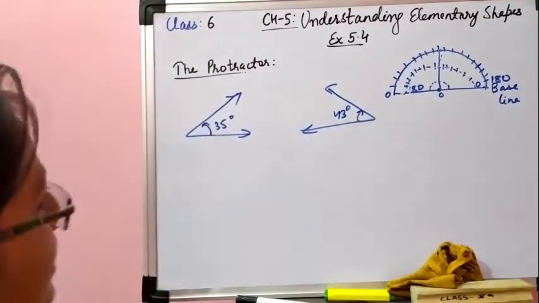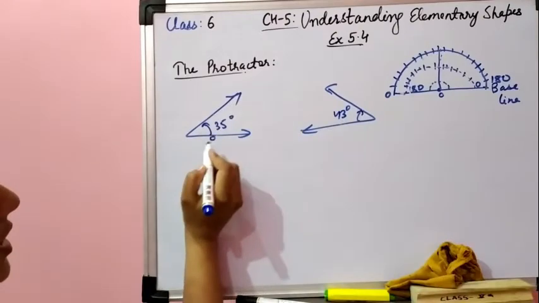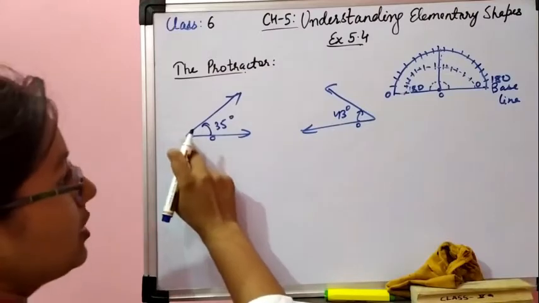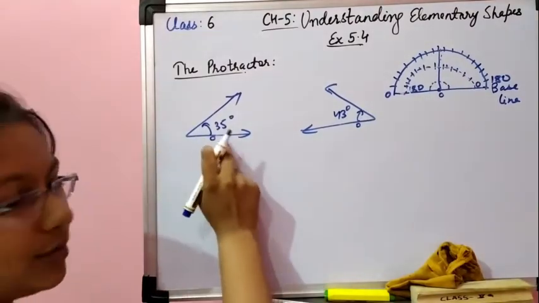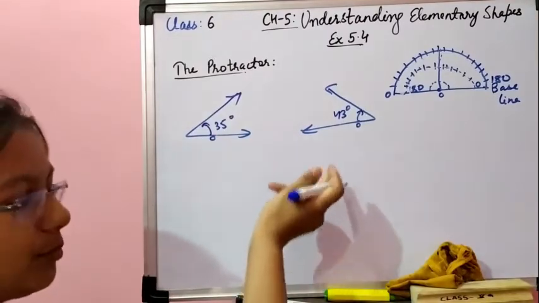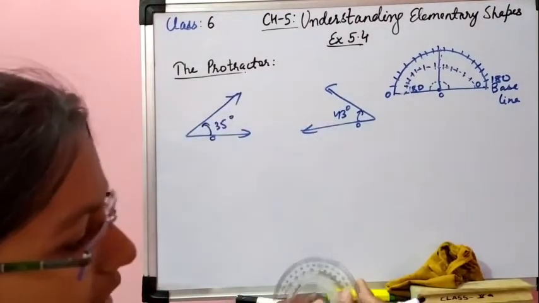So this is the difference. If I am measuring, if 0 is here, we have to mainly focus on the 0, that the 0 should come on the baseline of the angle. This is the baseline of the angle. So that you have to match, and from there you have to start watching the reading.